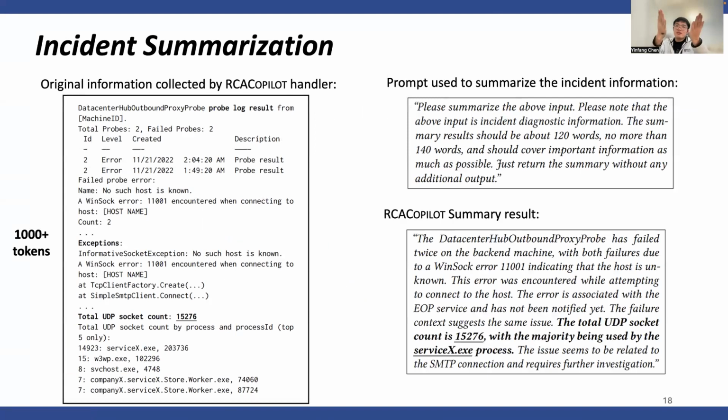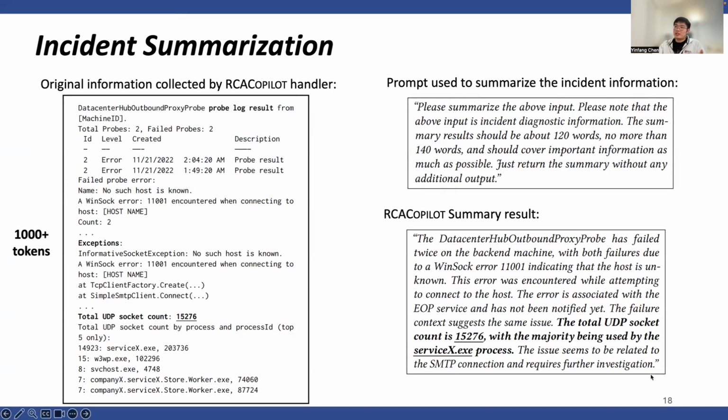Since the diagnostic information collected by the RCA Copilot in the information collection stage is very long, it could contain more than 1,000 tokens. So we want to do a summarization task first before we give it to the large language model, basically GPT. We limit the summary to maybe 140 words.